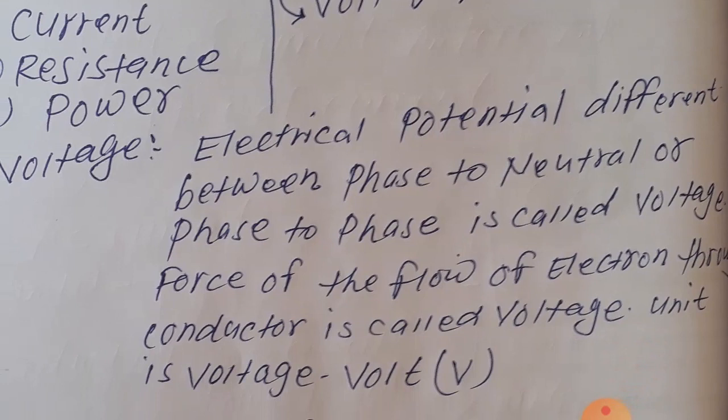Voltage gives the force for electrons to flow through the conductor. So voltage always gives force to electrons to run through the conductor. Voltage we can measure by voltmeter, its unit is volt, and the symbol is capital letter V.